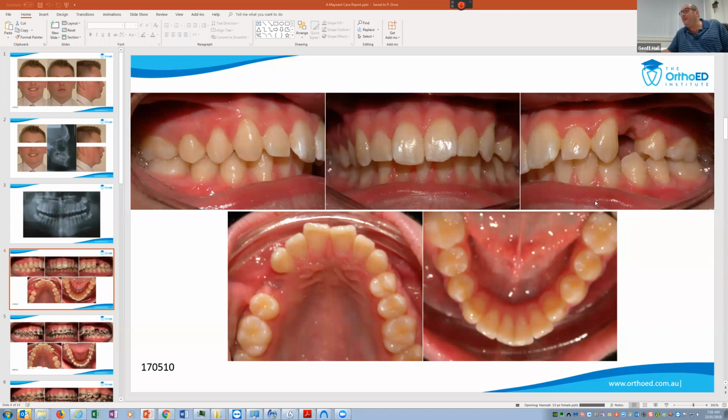Now, you'll see some issues that have developed, and I'm going to show you how we fixed it. But the critical path to success here is getting a class 1 canine relationship. And our critical path to success on the right side is not losing the class 1 canine relationship.